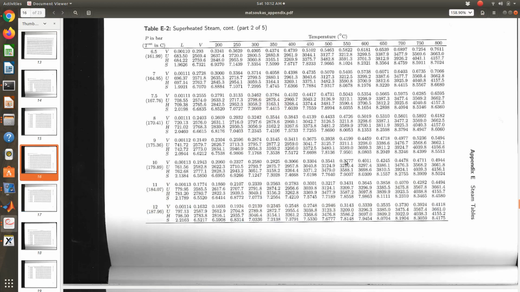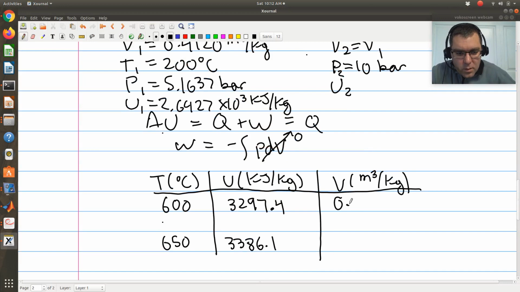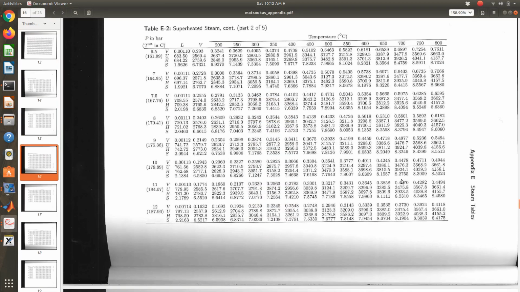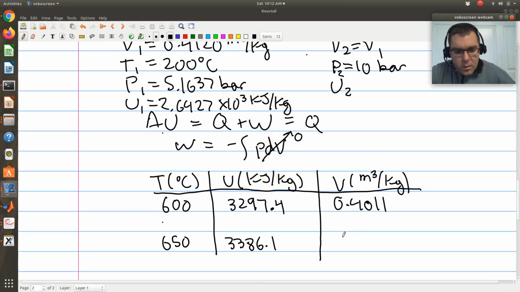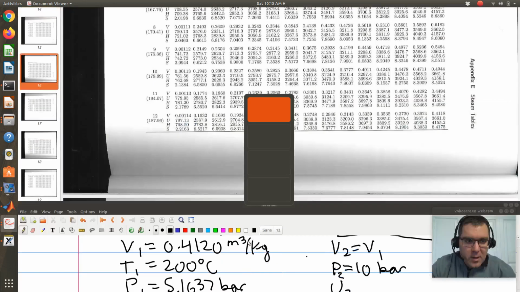At 600, V is 0.4011, and at 650, 0.4245. Got it. And our volume is, again, 0.4120. So I would interpolate to find T and U.